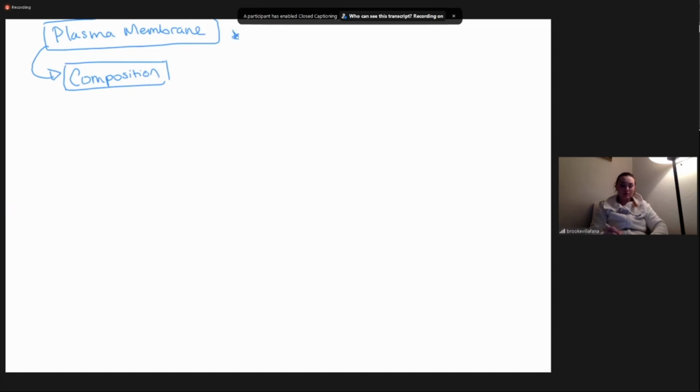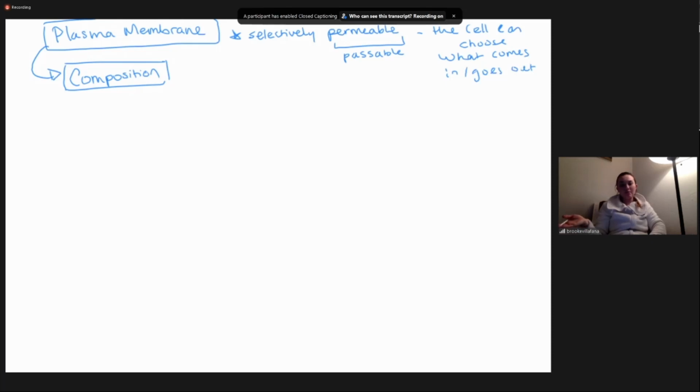So some basic facts: the plasma membrane is selectively permeable. Selectively permeable means selective, like if you're selective about the foods that you eat, right? You like certain foods and you don't like other foods. Permeable means kind of like the word passable. So what this means is the cell can choose what comes in and goes out. If the cell doesn't want potassium, it doesn't need to let potassium in. If it does want potassium, it can let potassium in. Does that make sense? So the cell chooses what comes in and what goes out.